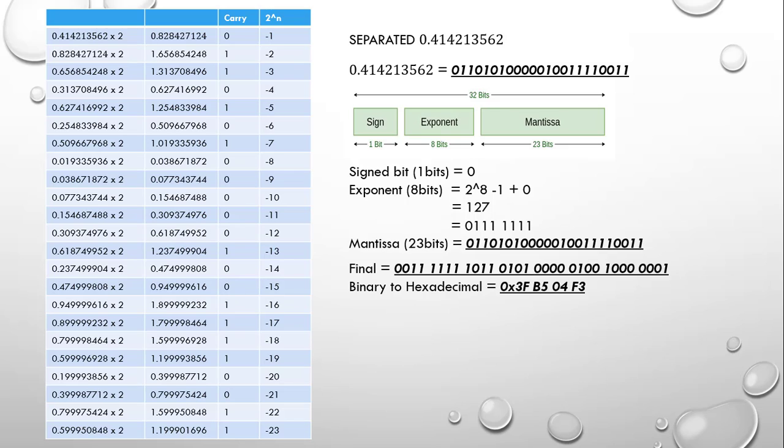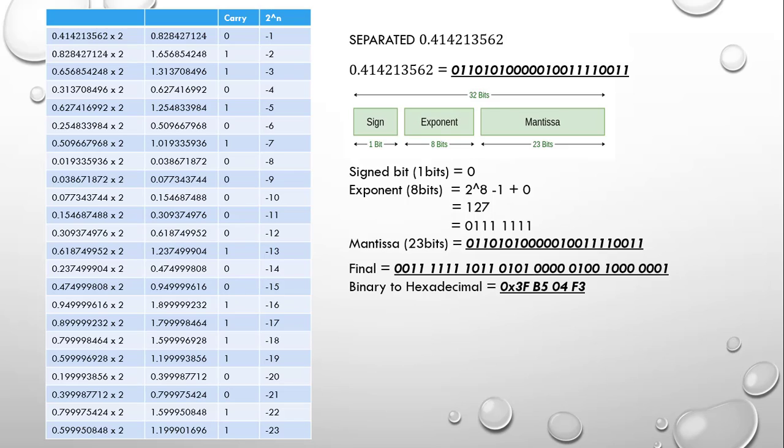So we have to solve the separated 0.414213562. As you can see from the table, we multiply by 2 for the first column and find out whether the carry is 0 or 1. How are we going to determine this? We determine whether the carry is 0 or 1 depending on the answer after the multiplication. For example, 0.414213562 times 2 is 0.8284272124. The first digit before the decimal point is 0, meaning that the carry is 0.